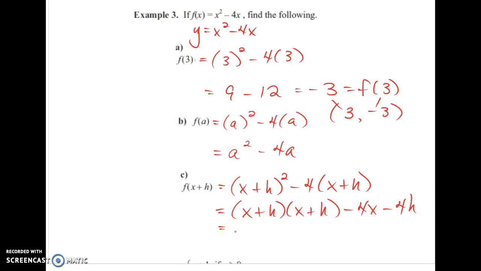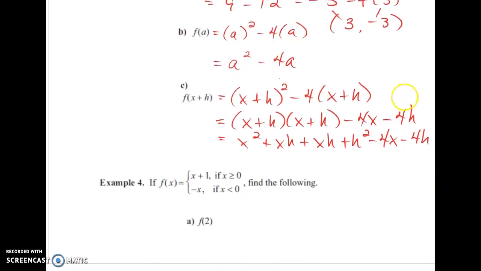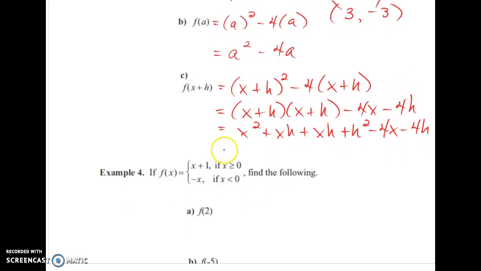Continuing on, I've got x plus h times x plus h. So first, x squared, outside, xh, inside, xh, and then last, h squared. I'll rewrite my last two terms. Continuing to simplify here, I have just 1x squared. I've got like terms here with xh, xh, which adds 2xh. I have the h squared, the negative 4x, and the negative 4h.